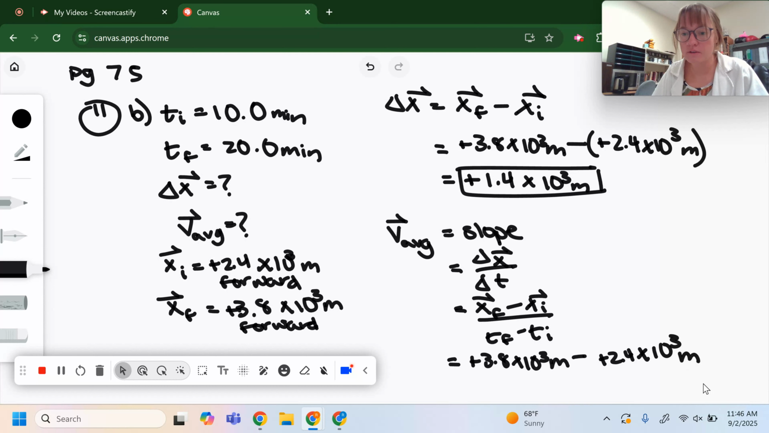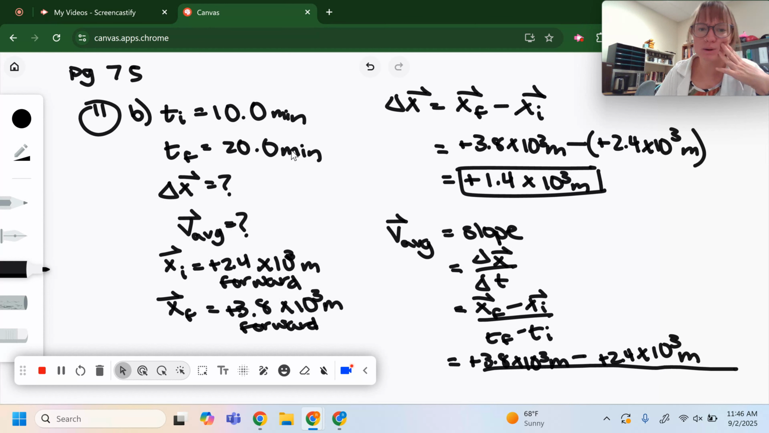All over, let's try that fraction bar one more time to give myself a little bit more room. All over, 20 minutes minus 10 minutes? That would be giving me my final velocity in terms of meters per minute. And I'm seeing a serious problem here.